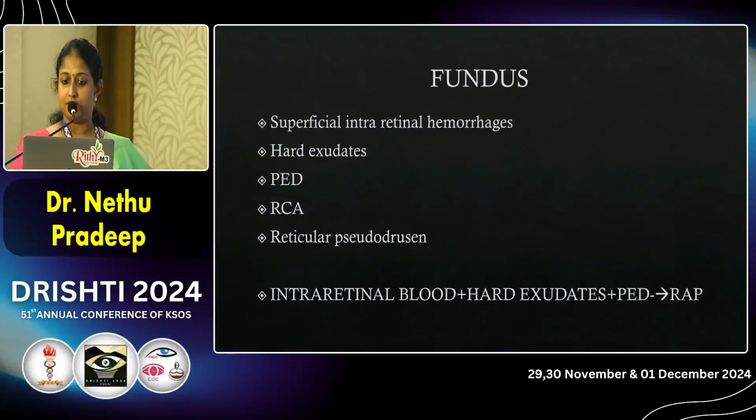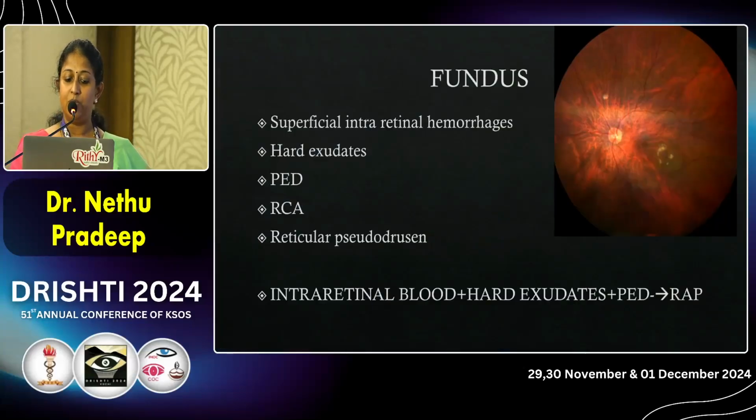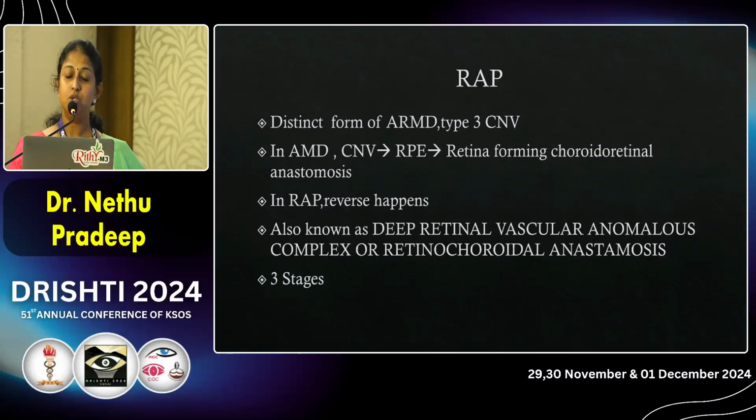So what is this? From the fundus, we can see superficial intraretinal hemorrhages, exudates, and a PED. Whenever we see these three findings, it is pointing towards RAP or retinal angiomatous proliferation. Other findings that we can see are retinochoroidal anastomosis or reticular pseudodrusen. So, RAP is a distinct form of ARMD, which is otherwise called type 3 CNV.